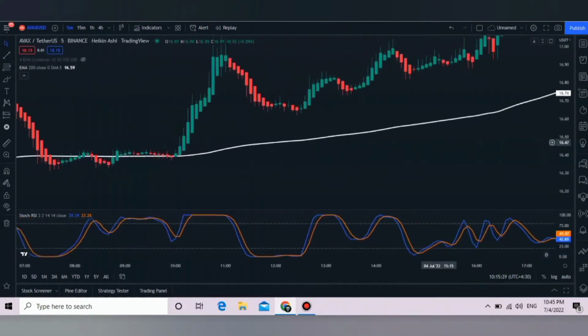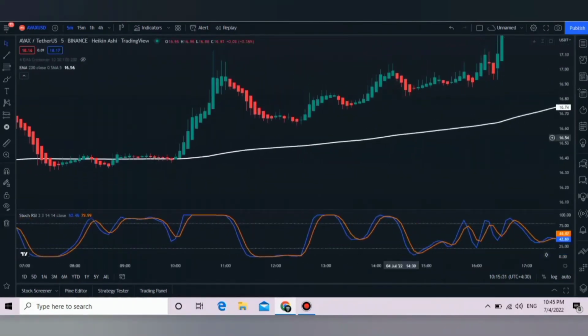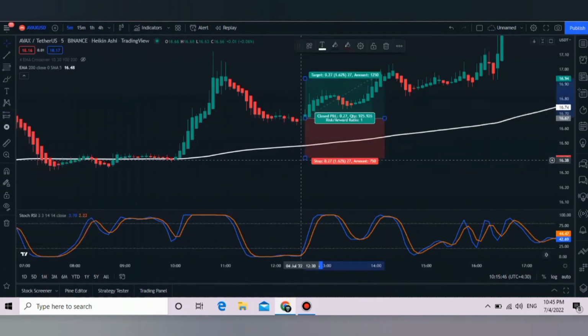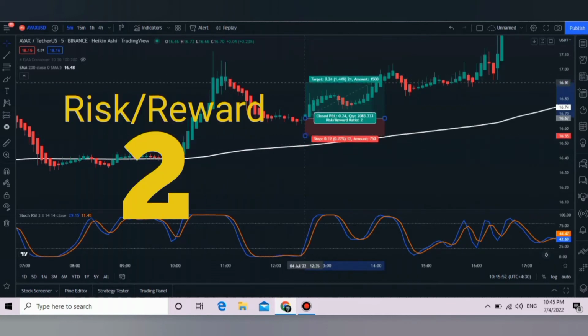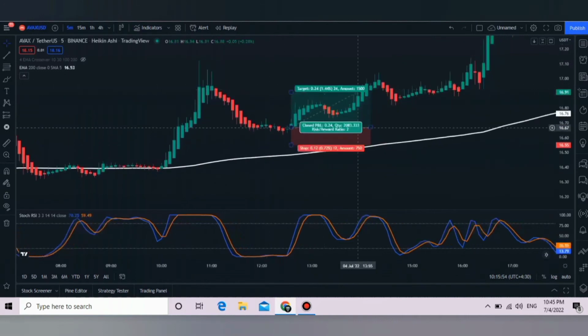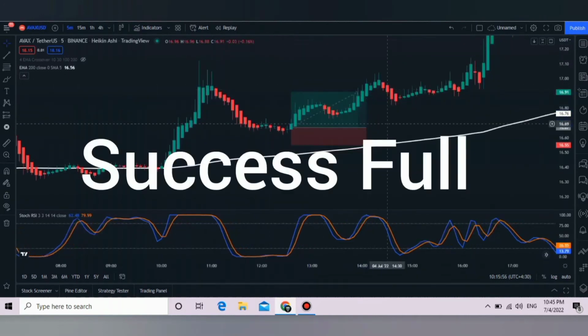For a long position, whenever the price closes above the moving average, the next thing to look at is the stochastic RSI to go oversold. Then the blue line must cross the orange line. Then we take a long position and we consider risk reward to 2. As you can see, this trade is a take profit.